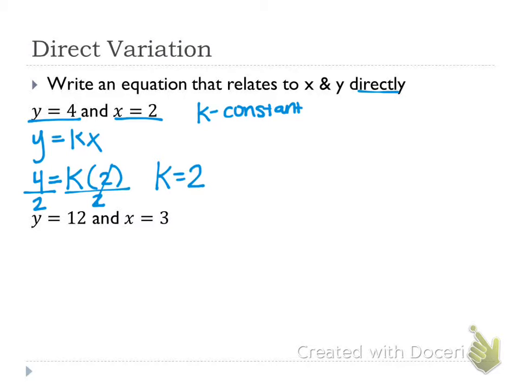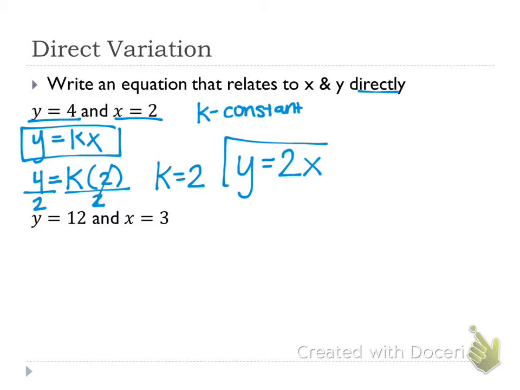Now, this is not my final answer. Anytime you have direct and inverse variation, you always have to take your original formula, y equals k times x, and only plug in what k equals. So my final answer would be written y equals 2 times x.